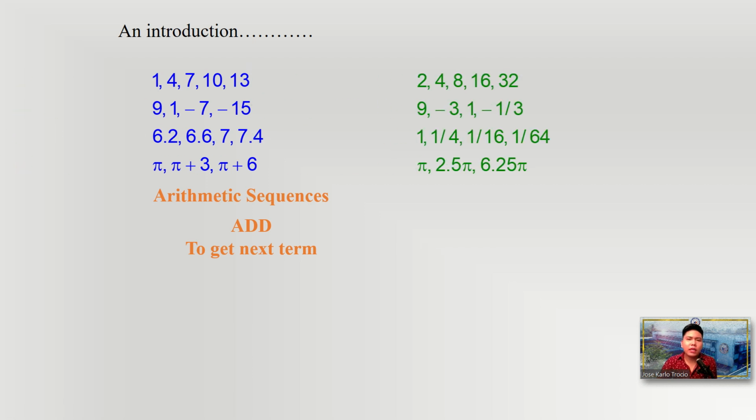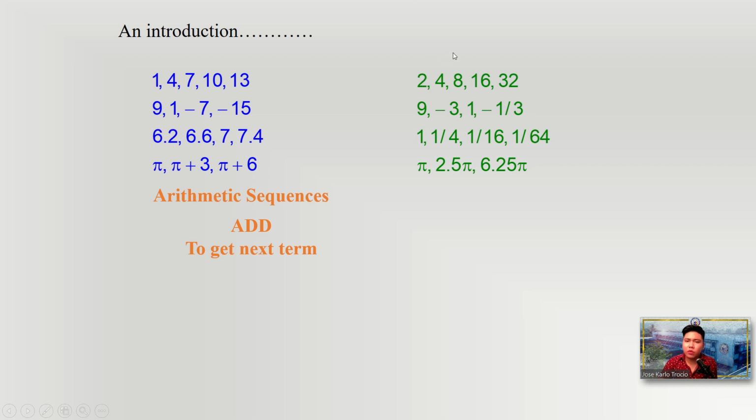How about if this is the situation here? It becomes 2, 4, 8, 16, 32. In this case, this is very easy. You can have 2 times 2, 4. 4 times 2, 8. 8 times 2, 16. 16 times 2, 32. What is the common ratio? So you call 2 the common ratio because it keeps on repeating.